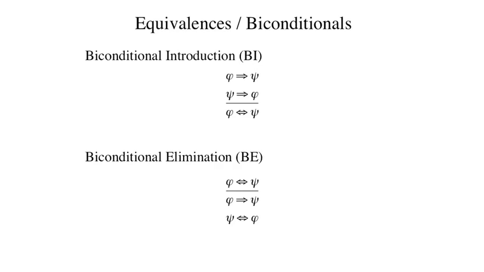Biconditional introduction allows us to infer an equivalence, a biconditional, from an implication and its inverse. And biconditional elimination goes the other way, allowing us to infer two implications from a single biconditional.